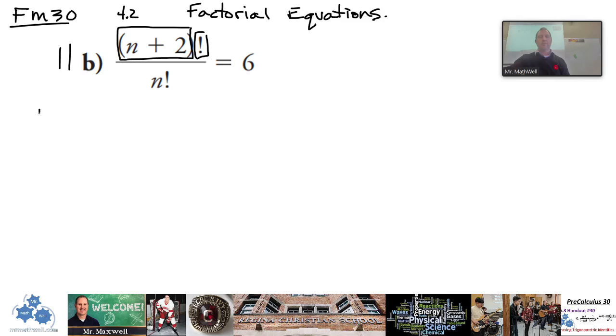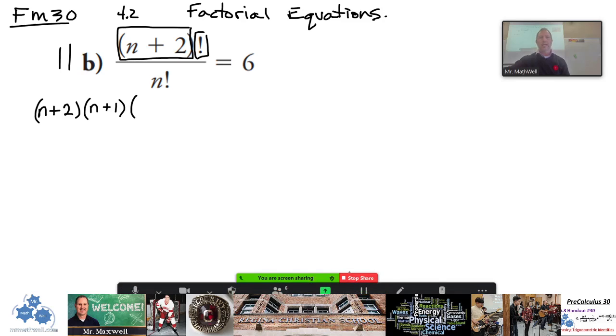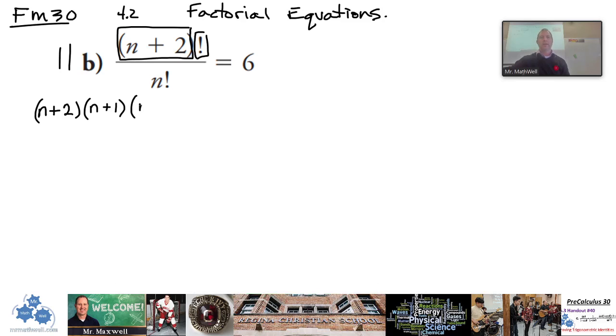So we have to expand this out, rewrite it a little bit so that we can start to simplify this side. So the minus 1 here becomes n plus 1. And then as we subtract one more, this becomes an n here. And then we see, hey, I can write n factorial right here because I have n factorial on the bottom, and that equals 6.